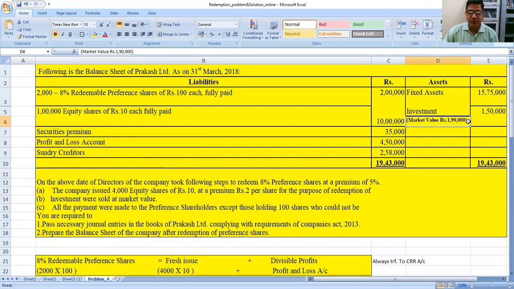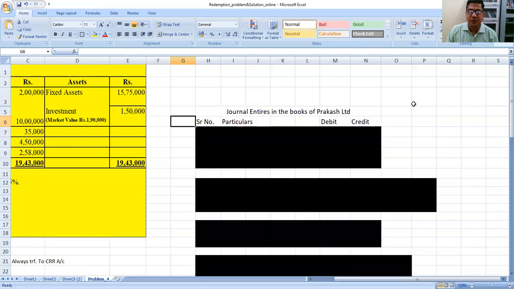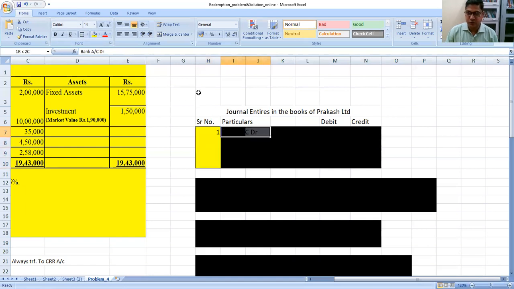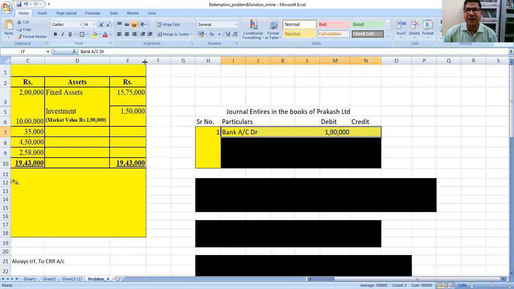Now investment market value is 1,90,000 and cost of the investment 1,50,000. It means 1,50,000 cost of investment sold at market value of rupees 1,90,000. आपण 1,50,000 ची इन्व्हेस्टमेंट 1,90,000 ला सोल्ड केली. It means it is a profit. So we will write here bank account debit. First entry that we should write: bank account debit. Sold केली, sold amount we should write here the bank account debit 1,90,000.